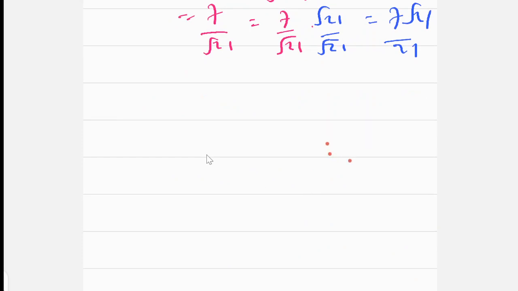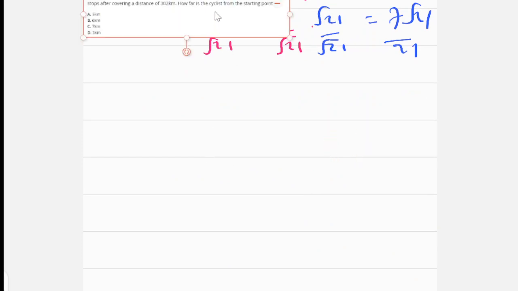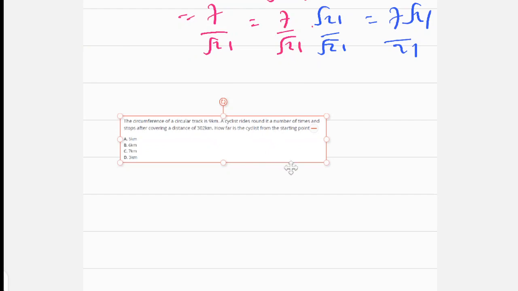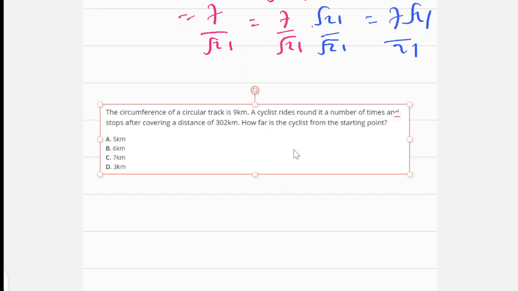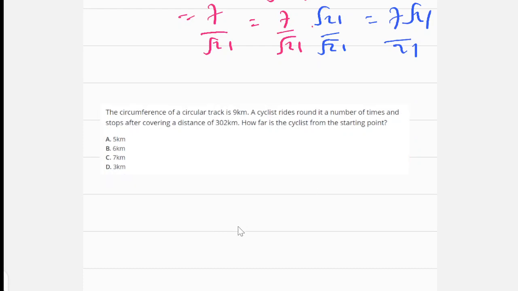I think it is part of the same series we are solving. So the circumference of a circular track is 9 kilometers, and the cyclist rides round it. So what is circumference? Maybe when you have a circle, if this is a circular track, then this is your circumference. That is the total length from here to here.